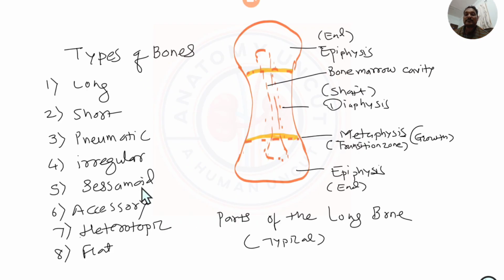Now, there are different types of bone that you have to know. Based on the shape and a few characteristics, bone can be classified into a few types like long bone, short bone, pneumatic bone, irregular bone, sesamoid bone, accessory bone, heterotopic bone, and flat bone. So these are the types that are most commonly asked in vivas, and we will also see some of the short notes coming from this.